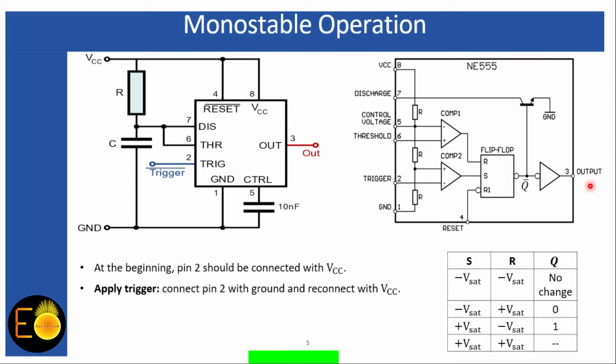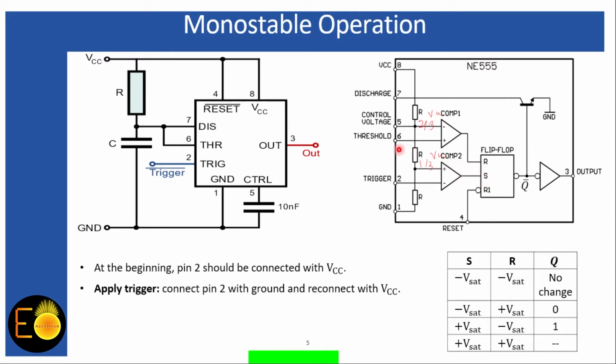As I told, the stable state is a zero state, because the trigger will be connected with the plus VCC. Then the inverting terminal of comparator 2 will have higher potential than its non-inverting terminal, because this one is 2/3 of VCC and this one is 1/3 of VCC. So when the trigger terminal is connected with the plus VCC, the output of comparator 2 will be minus VCC, corresponding to logic 0 input for the S input of the flip-flop.